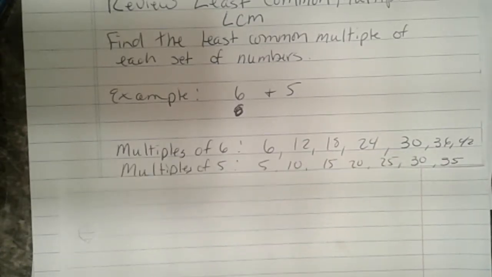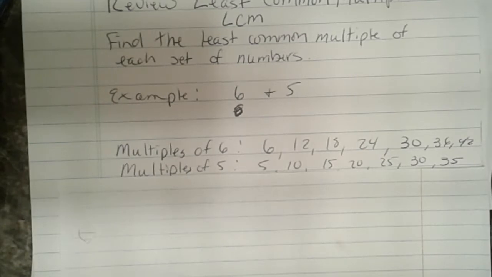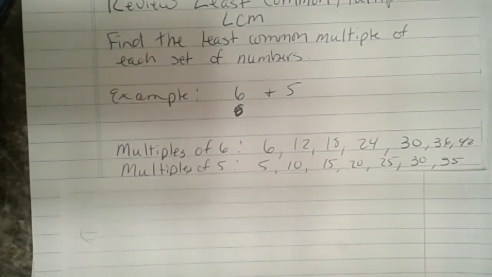So then our second step is to write out the multiples of 5. Well, what are the multiples of 5? Go for it. 5, 10, 15, 20, 25, 30, 35. Can't we go on? 40, 45, 50, 55, 60, 65, 70. Those are all multiples of 5. Okay, and why is that the case?